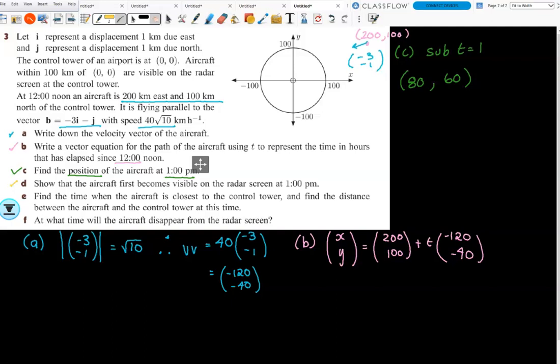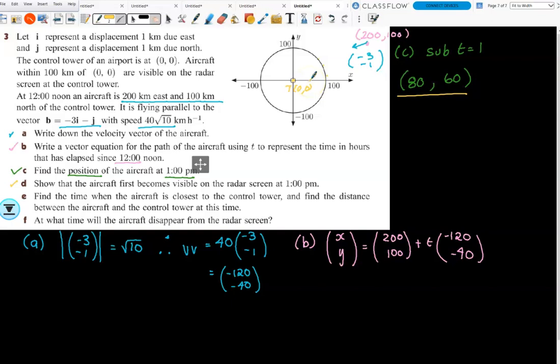Is it on the radar screen at 1 p.m.? Now again, make sure you're looking at what you've just done. So at 1 p.m. we've said that it is at this position. Why is it visible? Because it's either going to be inside the circle or it's going to be on the circle. So how many different ways can we do this? Yes, in this case, because the tower is at 0, 0, we can just work out the magnitude of that and get it. If the tower wasn't at 0, 0, what would you then do? Let's say the tower was at 10, 0.